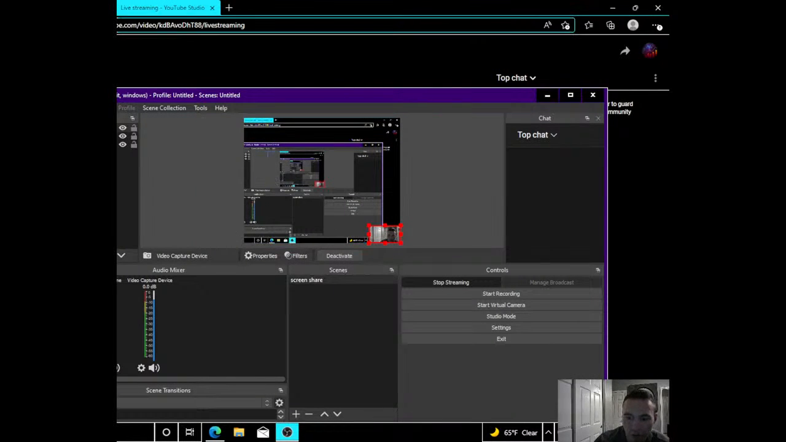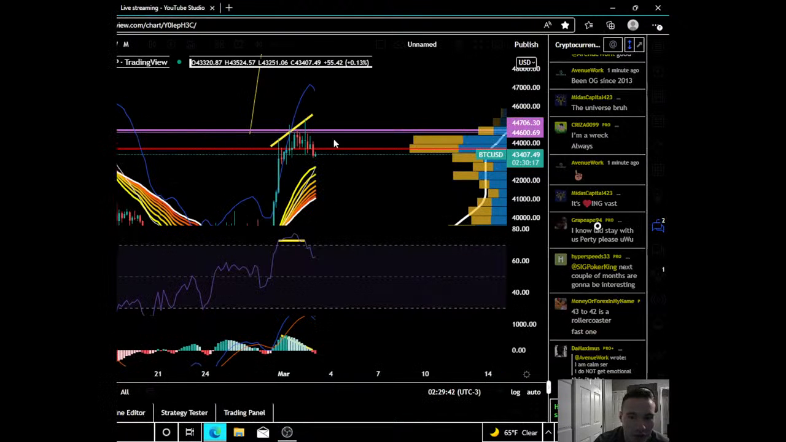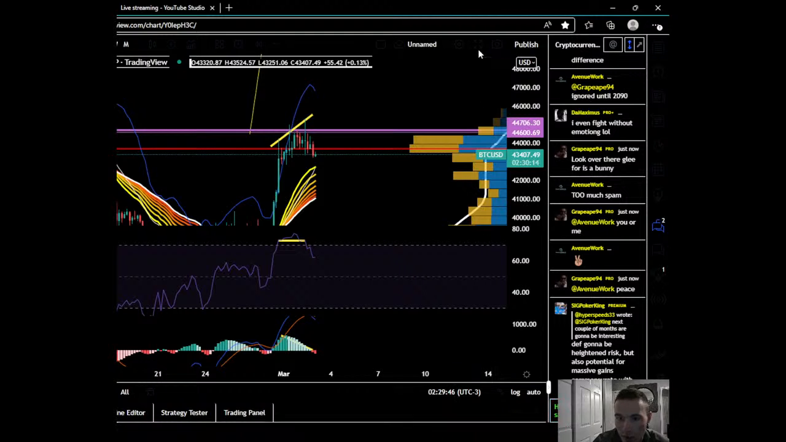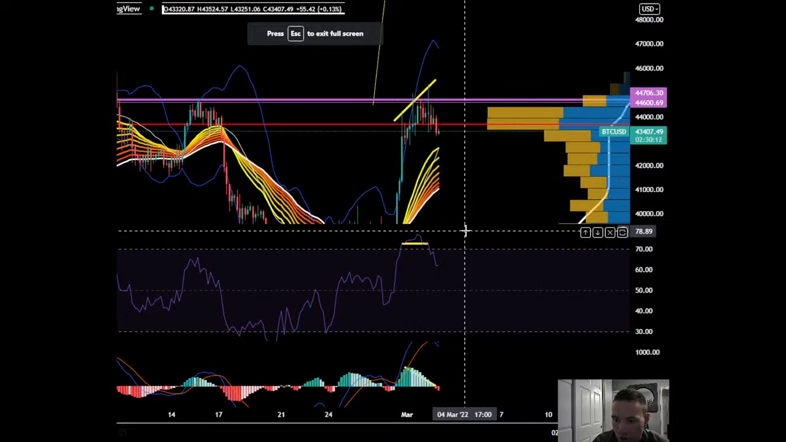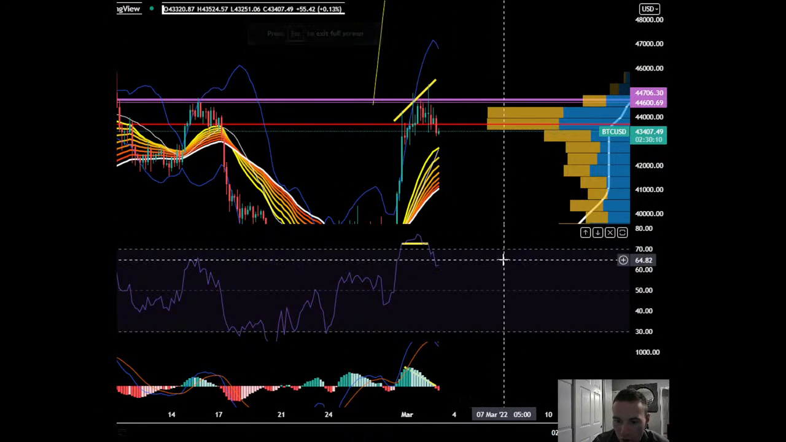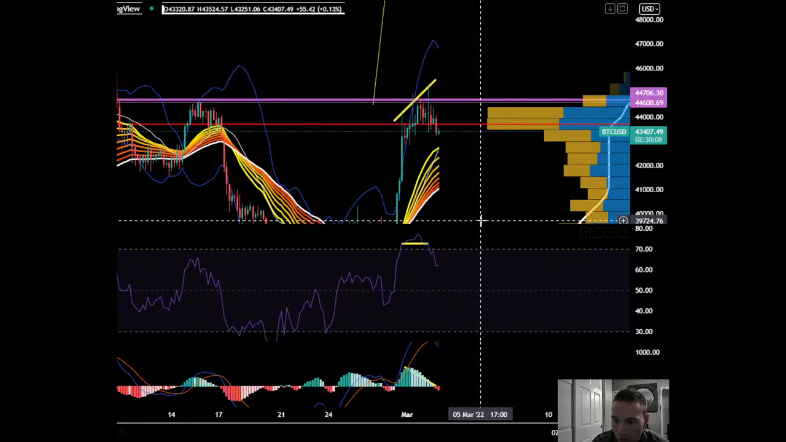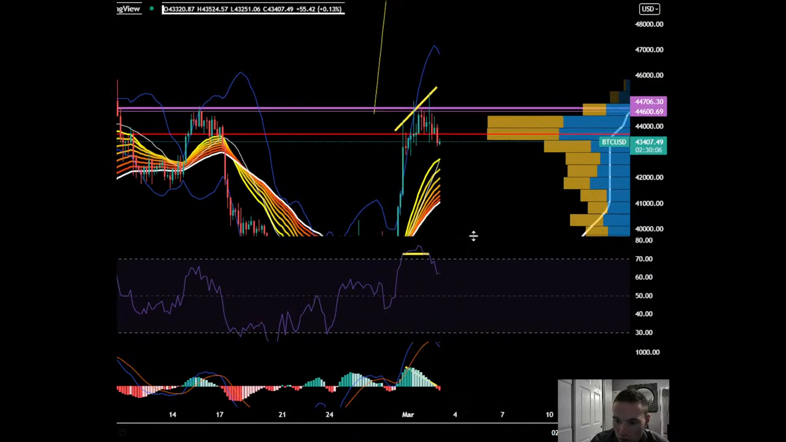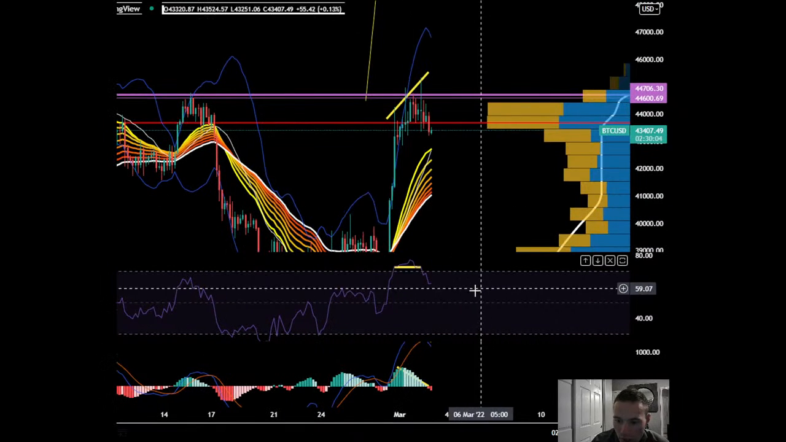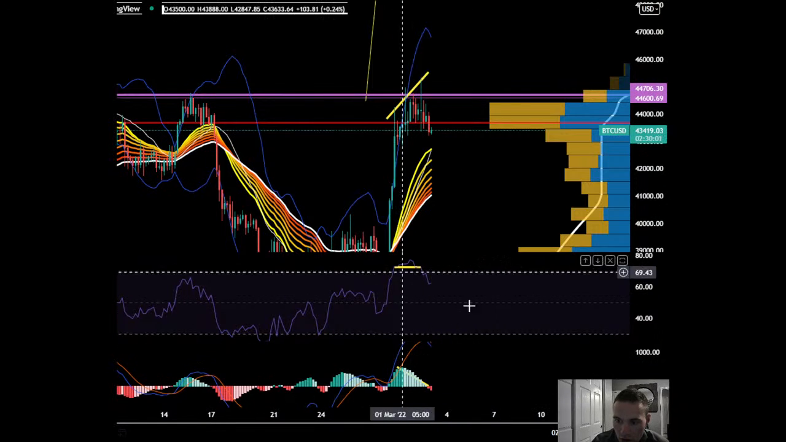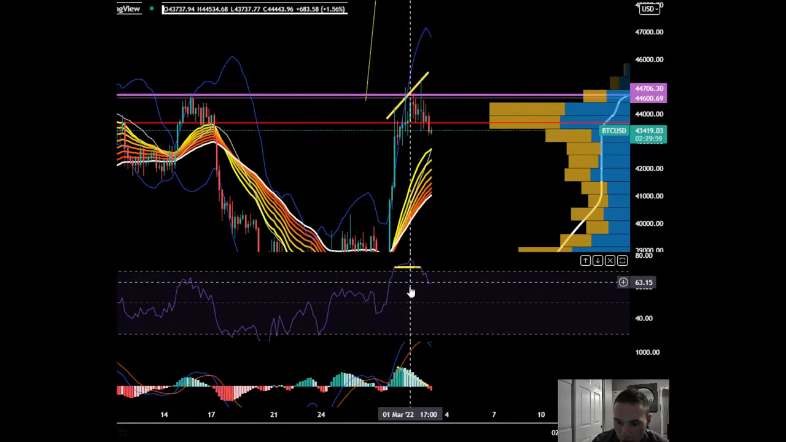Alright, awesome. So some new stuff to go over, and it's gonna be a little bit different than it usually is, because we're in an interesting and really good spot right now in cryptocurrency. So what we're looking at here is the MACD, which is this right here. Then we're also looking at the RSI.